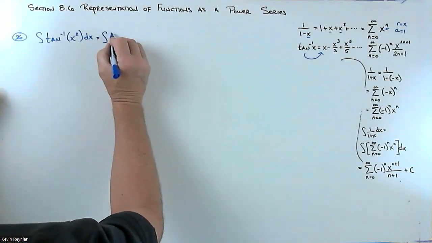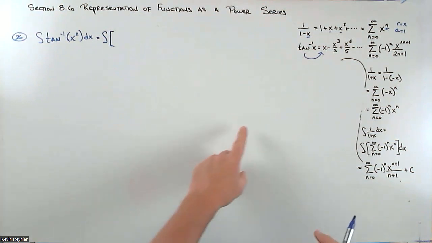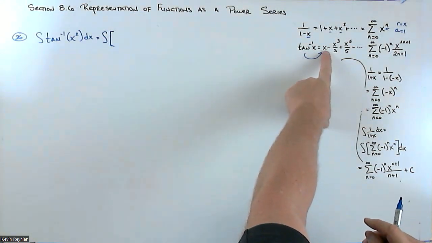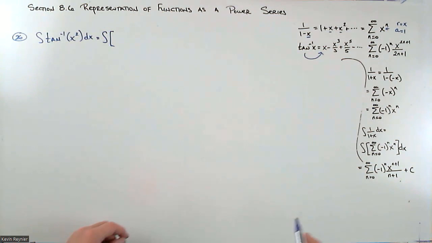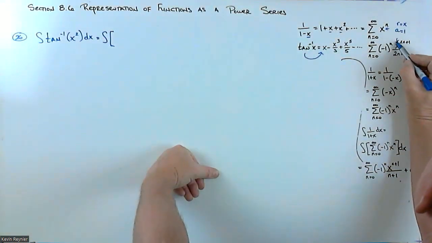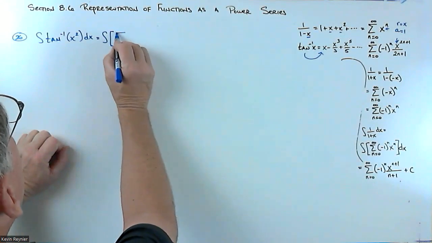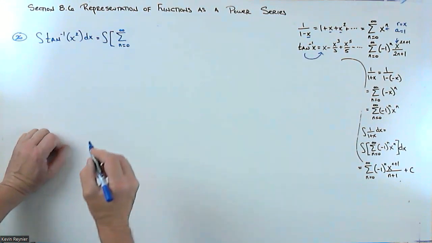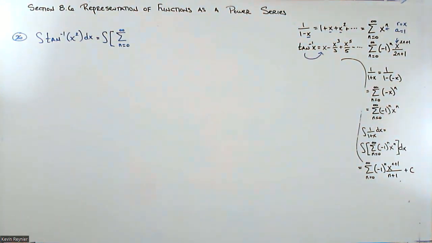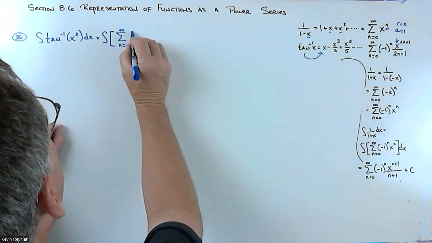This is going to be the integral of, and if we wanted to write down inverse tangent's power series, we just make this x squared, right? X squared. So we're going to put x squared right there. So we're going to integrate sigma n equals 0 to infinity, right? And then what do we have? We have negative 1 to the n.